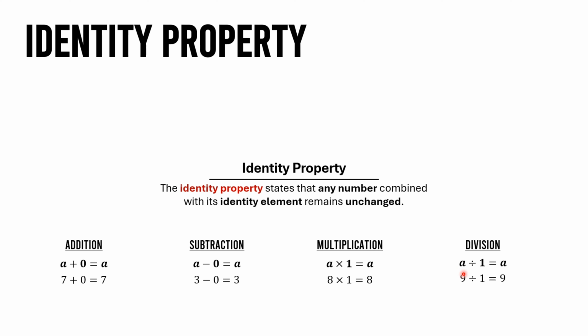For division, the identity element is also 1. A divided by 1 is a. 9 divided by 1 equals 9. So like for multiplication, the identity element of division is 1.